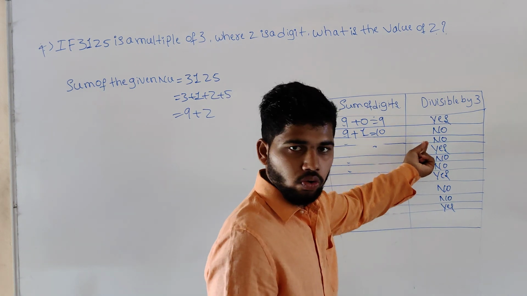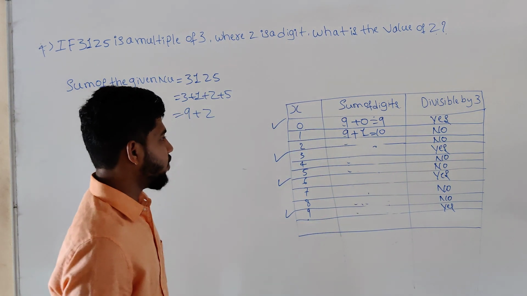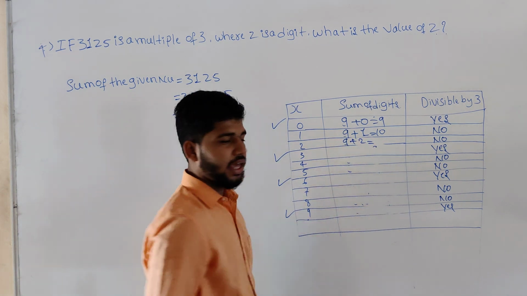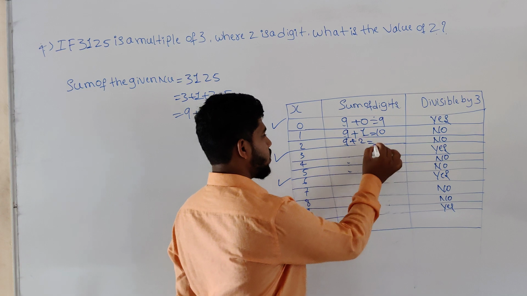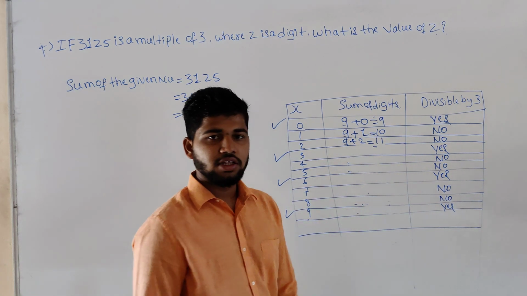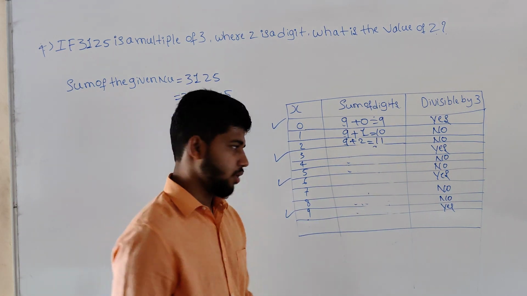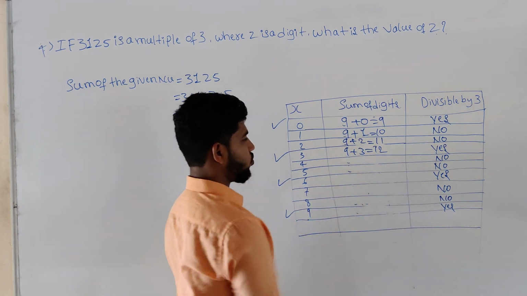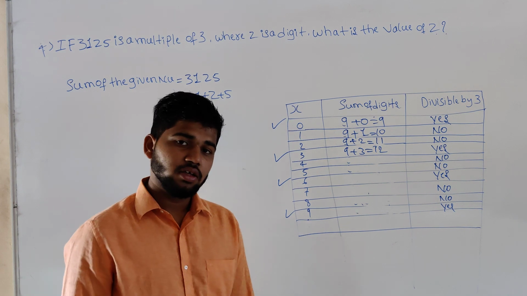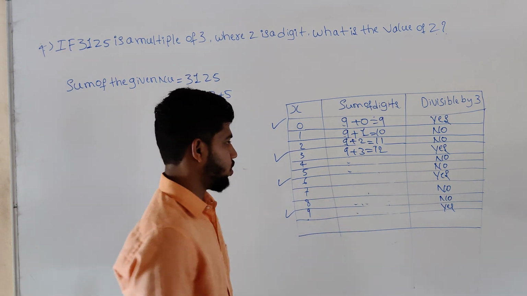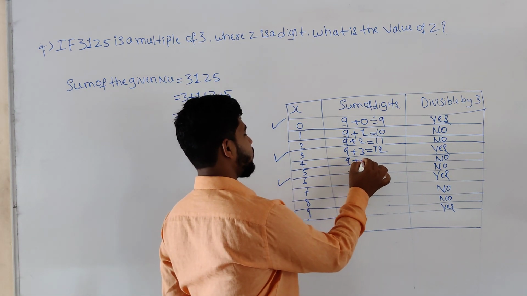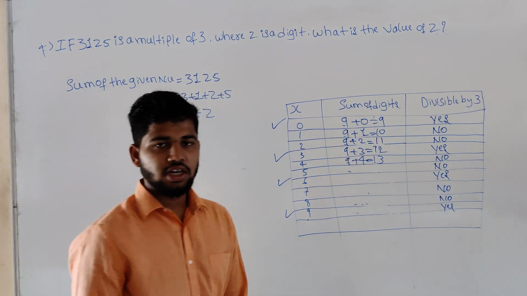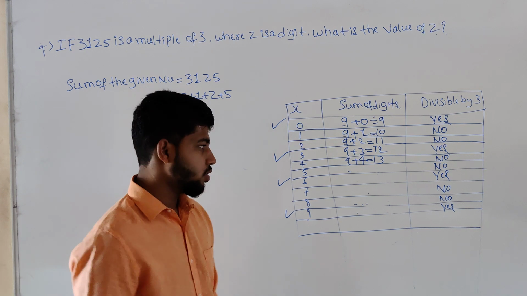Then the answer is no. Now, the second one is 9 plus 2. In the place of z, you are using the value 2. The answer is 11. It cannot be divisible by 3. Now 9 plus 3, the answer is 12. It is easily divisible by 3. 3 fours are 12. Now in the place of z, if you are using the value 4, the answer is 13. It is also not divisible by 3.